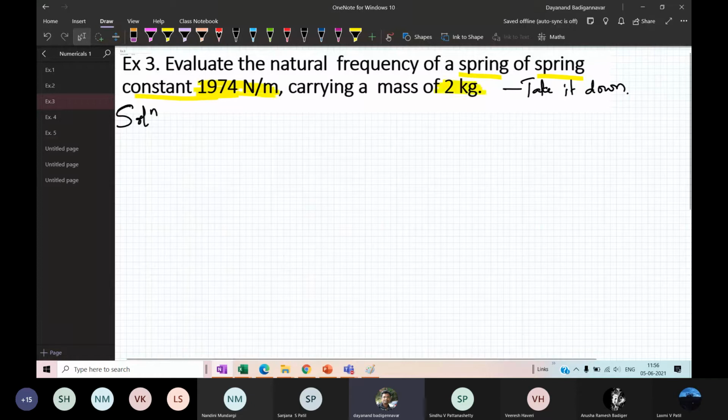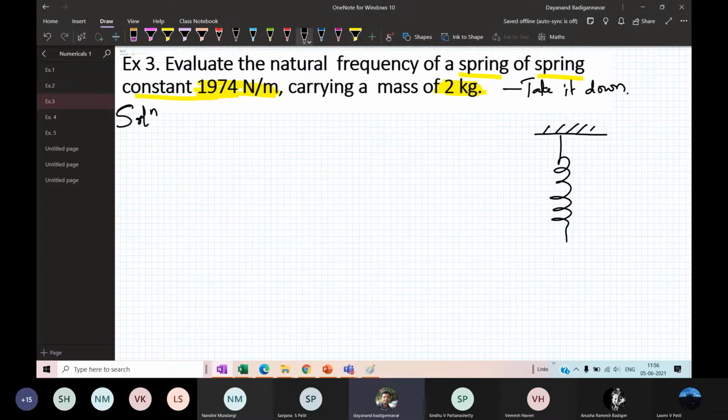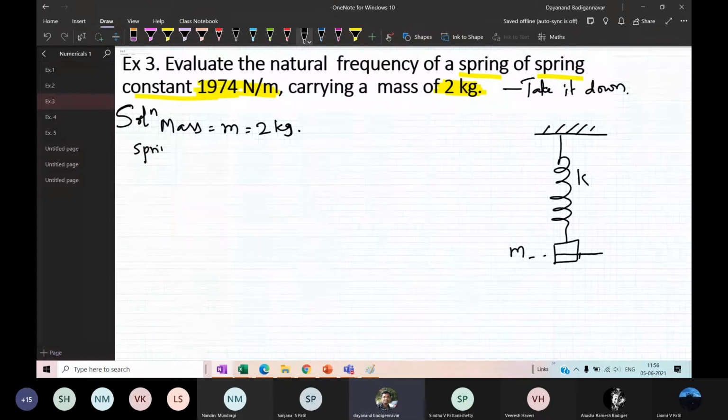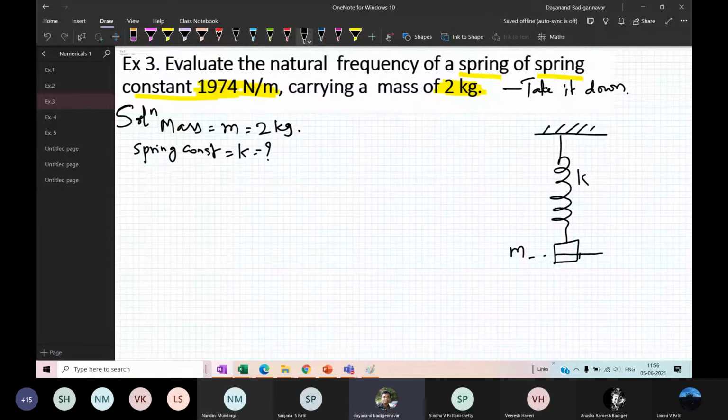So here there is a spring mass system which is oscillating freely. The mass that is hanged to the spring is small m. I will take it as 2 kg. It is already given in kg, standard unit. And this has a spring constant K. Very simple problem. This has appeared in the earlier question paper.